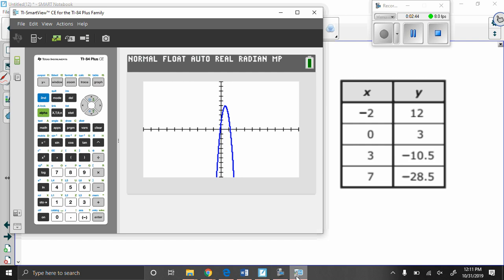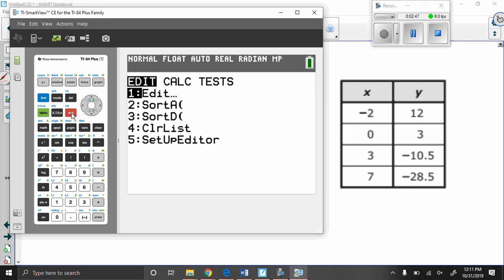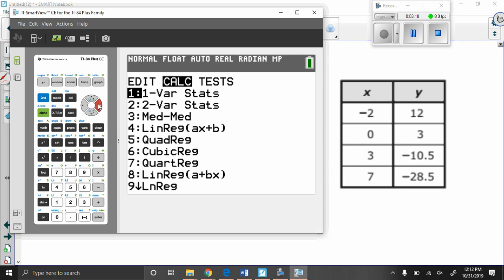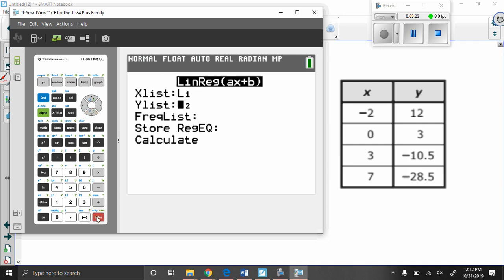When you get to your calculator, you're going to press the stat button. We're going to edit. And I want to enter my x values into one column and y values into the other. So we have -2, 0, 3, and 7. Then we also have 12, 3, -10.5, and -28.5. Once you get all of those numbers entered in, you're going to press stat, go to calc. We want number 4, and you're going to press enter 5 times until it gives you an answer.